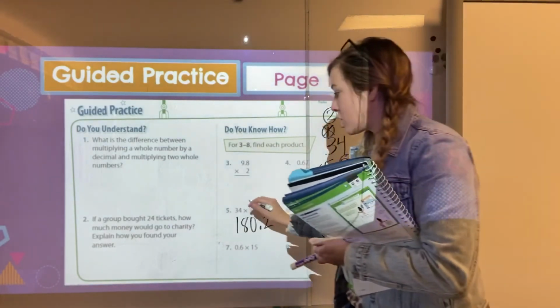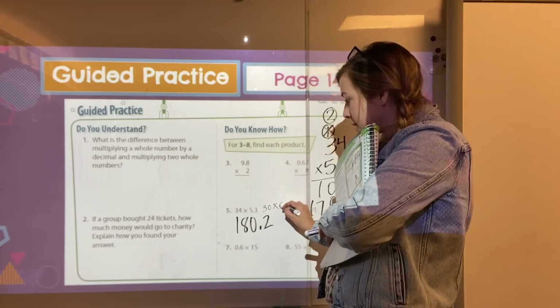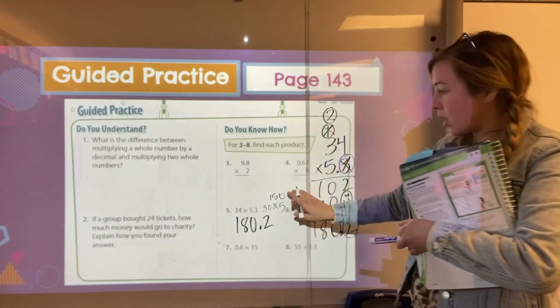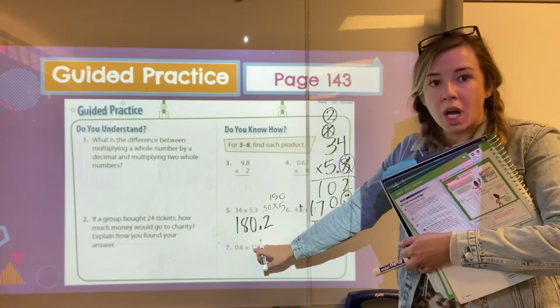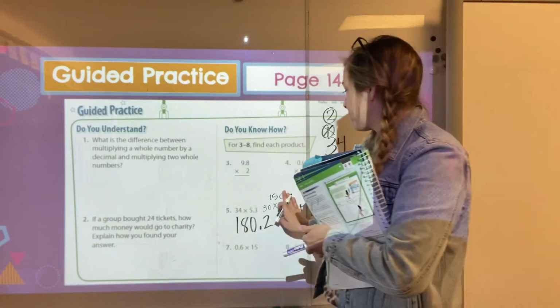Now, if you wanted to check this with a little bit of estimation, you could have about 30 times about 5. Well, 3 times 5, that's 15 plus a 0, we'd have about 150. Well, I rounded down with both of them, so 180 is pretty close to our 150 estimated answer.